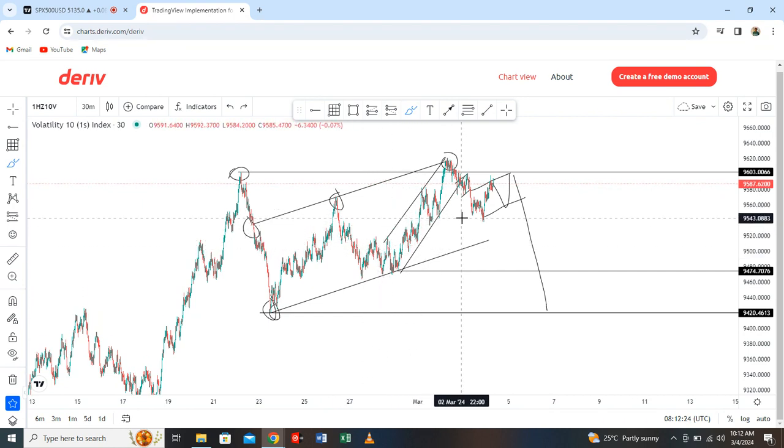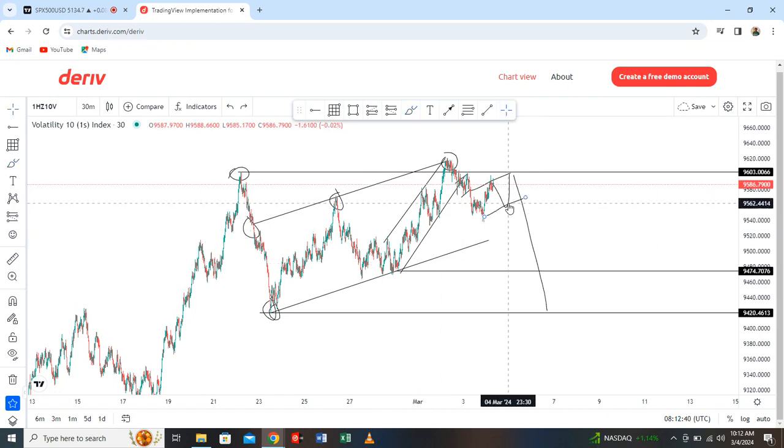So this one, guys, wait for the right shoulder right here to form, and then we're taking this one to the downwards. This is just what I see on Volatility 10 (1s). The other thing, guys, is we can all agree that the price has been pushing to the upside.